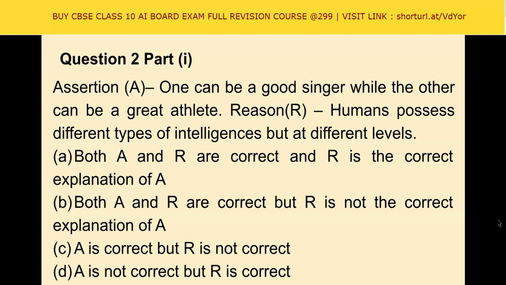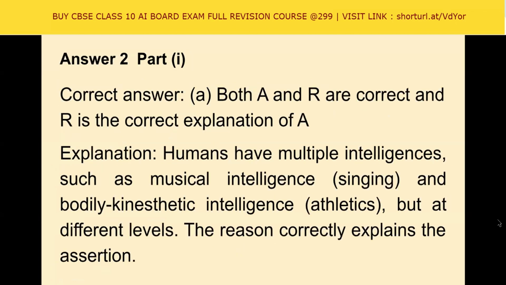Even, sometimes, we cannot compare them because their intelligences are different. For example, if one is a good singer, you cannot compare the singer with the athlete. There are two different forms of intelligence. So here both A and R are correct and R is the correct explanation, right? So this can be the answer.